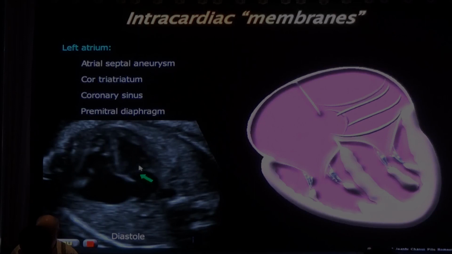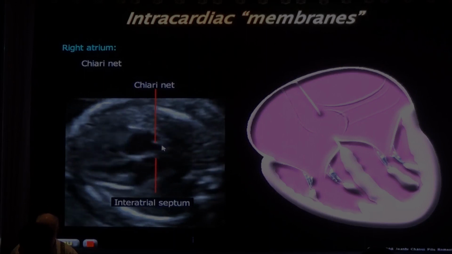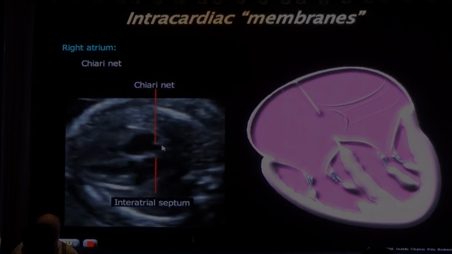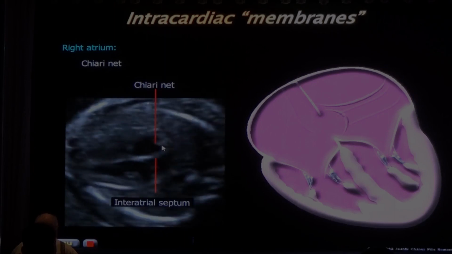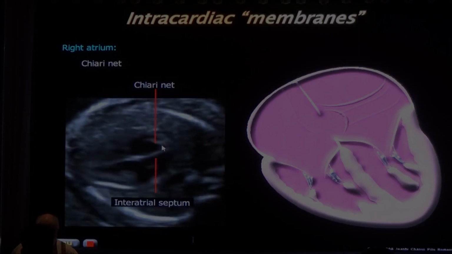This is an open mitral valve and there's a thin membrane in front, a premitral diaphragm, which is associated with trisomy 21. On the right atrium, you see this little bump inside the frontal aspect of the right atrium. This is called a Chiari network. This is a common variant. 1% of the population has a Chiari network, so it's not something to consider abnormal.